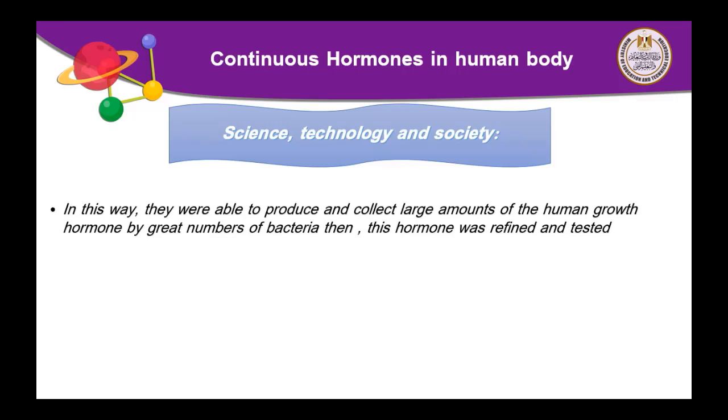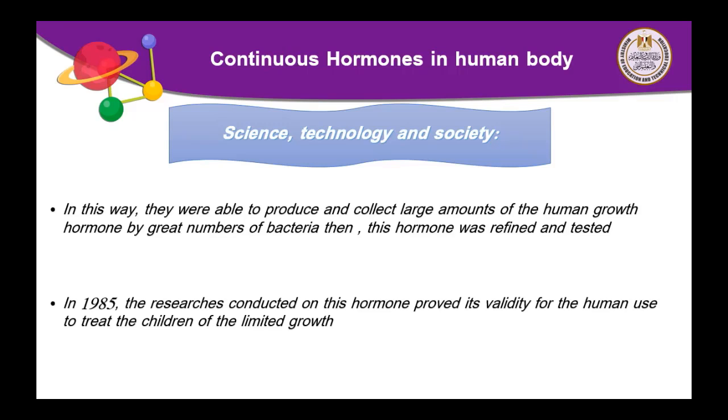To summarize: take the gene that carries the instruction about growth hormone, then insert this gene in the DNA of the bacterial cell. After that, the bacterial cell makes some division to produce a great amount of growth hormone, which was refined. In 1985, the research conducted on this hormone proved its validity for human use to treat children of limited growth. So a person who suffers from dwarfism can be treated this way.